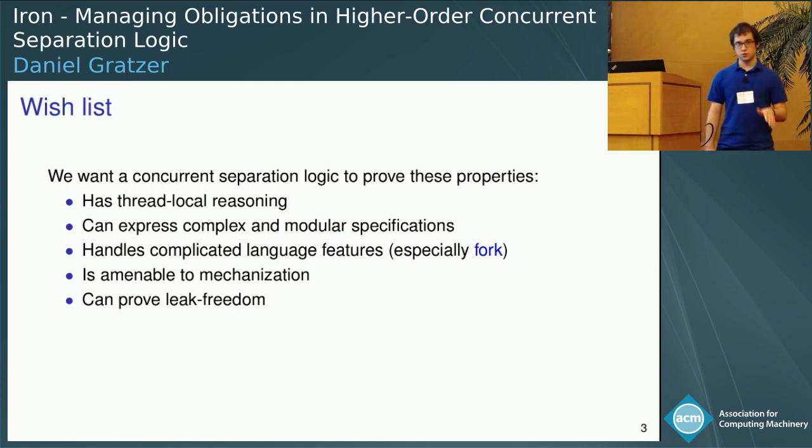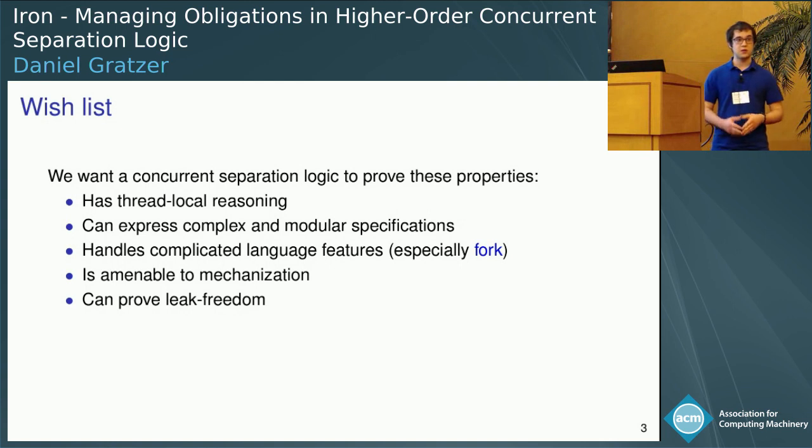Our proposal for proving this is to develop a concurrent separation logic to help us. And we want this concurrent separation logic to satisfy several properties. We want thread local reasoning and modular specifications so that when we prove larger programs, things compose and we don't have to study the entire program at all points. We also want to handle complicated language features, in particular fork. So on the last slide I used fork, which just throws off a thread which runs concurrently indefinitely. And I also want our concurrent separation logic to be amenable to mechanization, because these proofs get tedious and involved. And it's helpful to have a proof assistant that checks all these details for us.